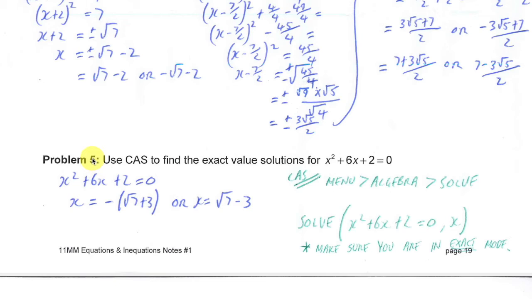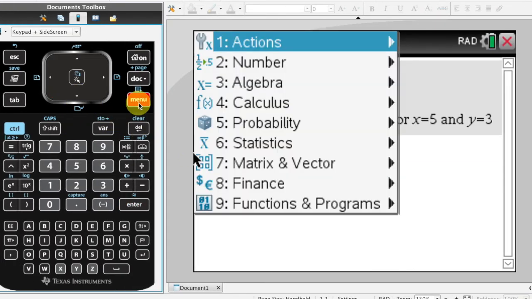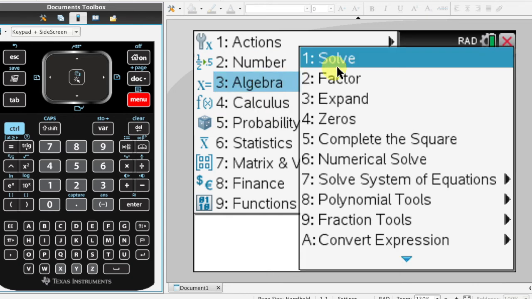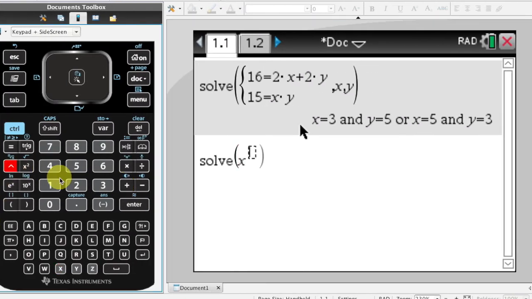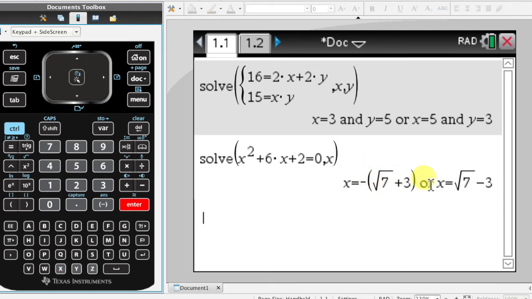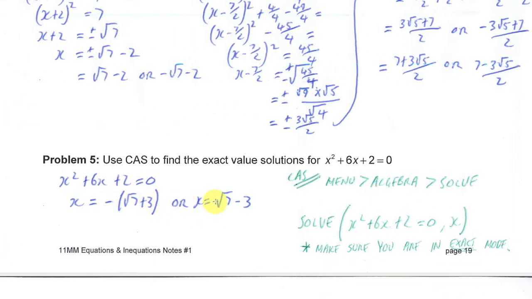Question 5, we have ourselves a quadratic equation. We need to solve for x using our calculator. So we've got, I'm just moving down again, menu, algebra, solve, oops. And the quadratic is x squared plus 6x plus 2. So x to the power of 2 plus 6x plus 2 equaling 0. And I solve for x. And here are my 2 solutions. So these are my 2 solutions there.